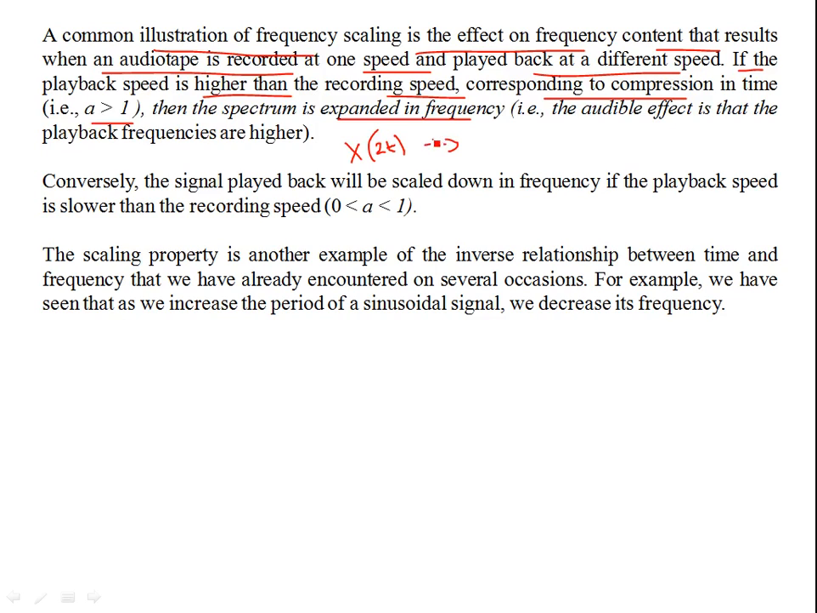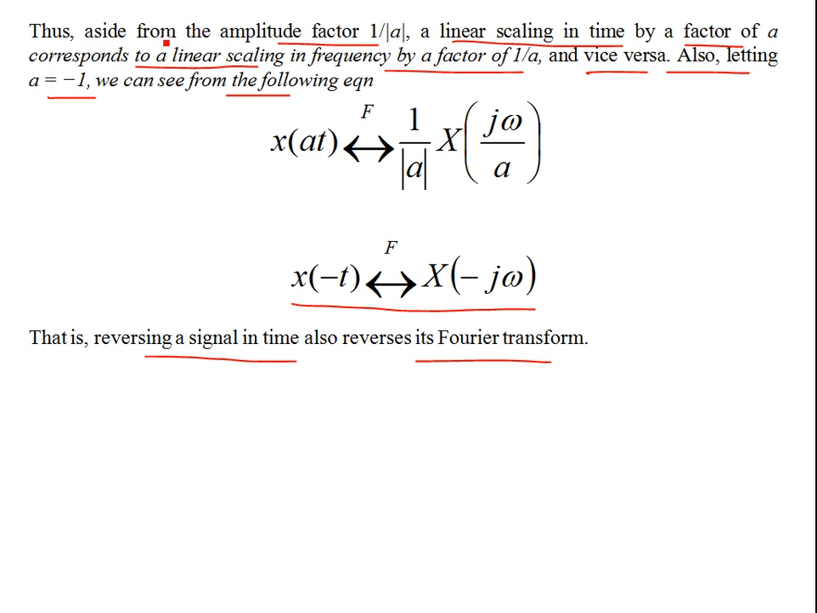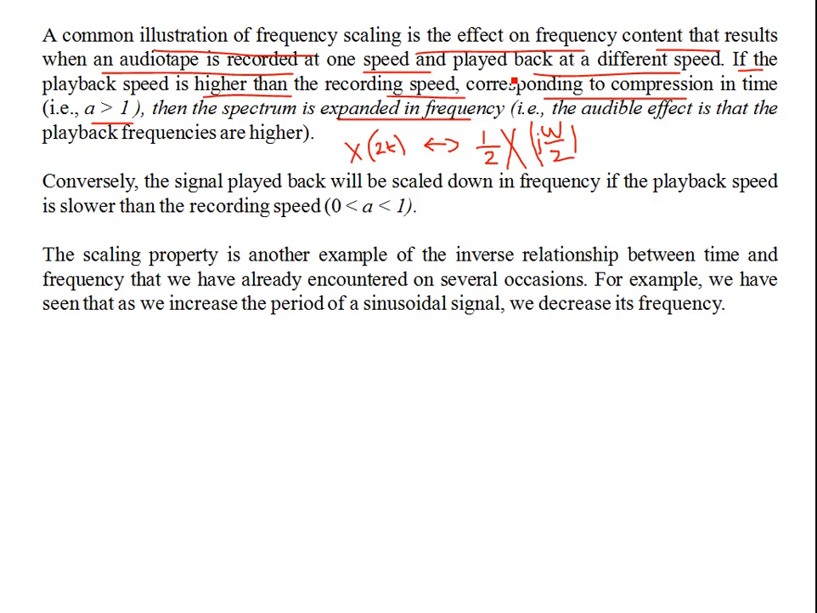Since 1 over 2 is just a multiplier, it just affects the amplitude of the frequencies. But what we are going to hear is not omega, but omega by 2, right? So this means there is a scaling. If you scale the time by 2, the frequency is scaled by 1 over 2, right? This is what it says: a linear scaling in time by a factor of a corresponds to a linear scaling of the frequency by 1 over a. So that's indeed the case. The audible effect is that the playback frequencies are higher.